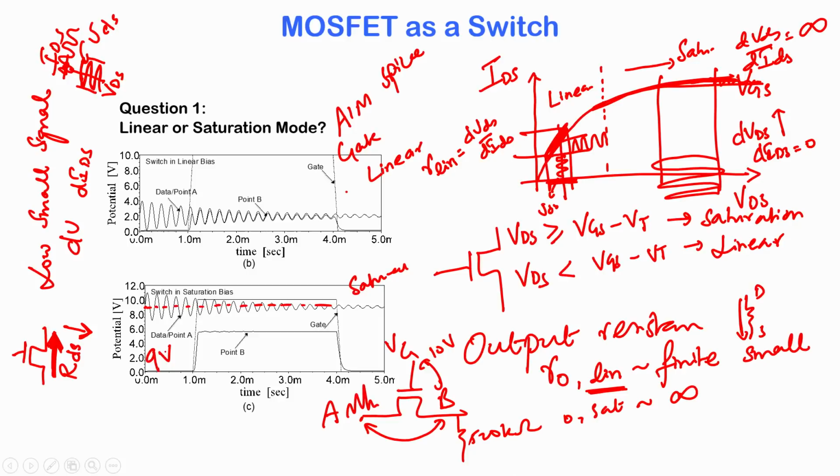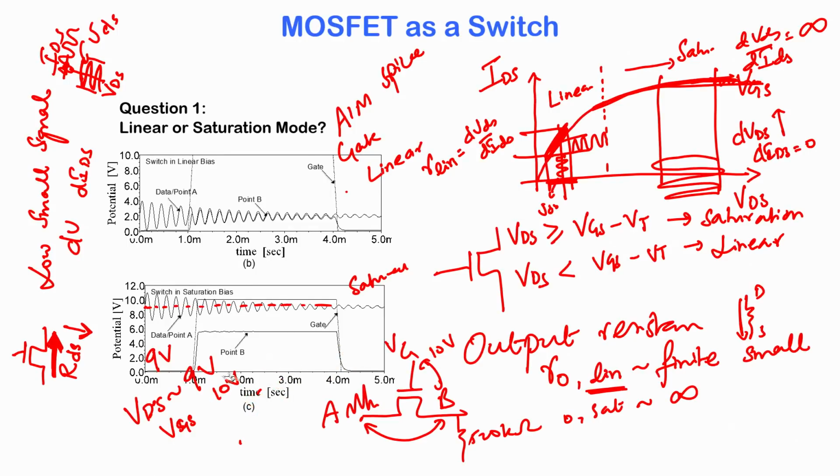So, VDS is about 9 volts, VGS is about 10 volts, and what is VGS minus VT? It is about 8 volts. Therefore, VDS is greater than VGS minus VT, which means the MOSFET is in saturation.